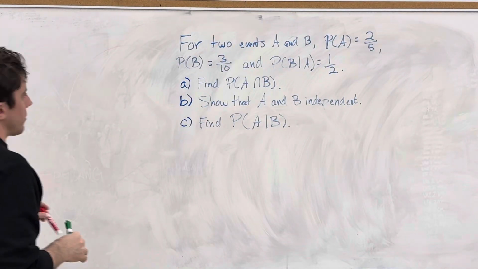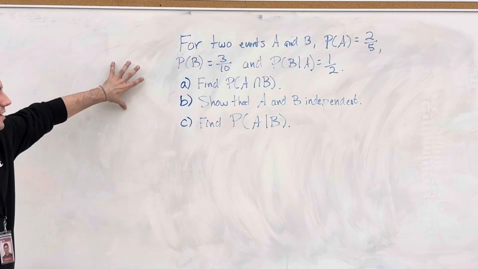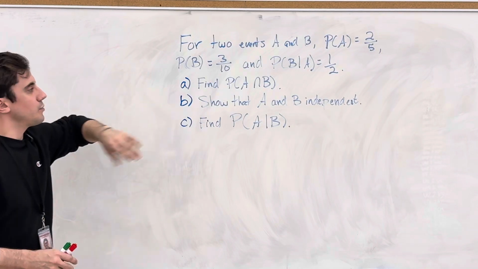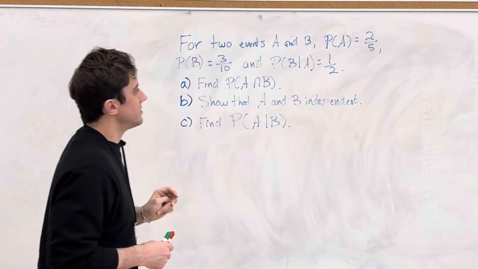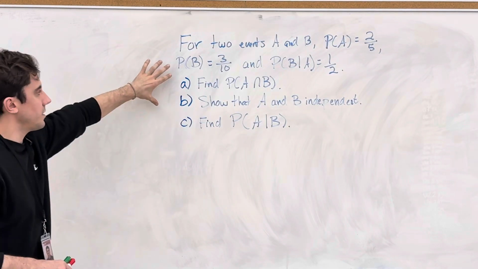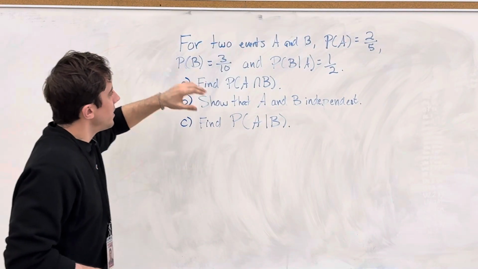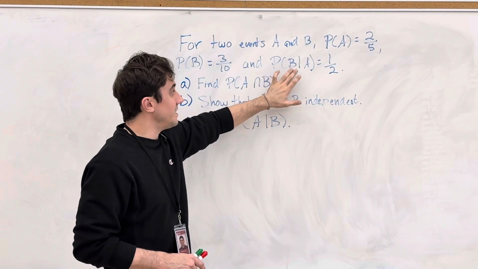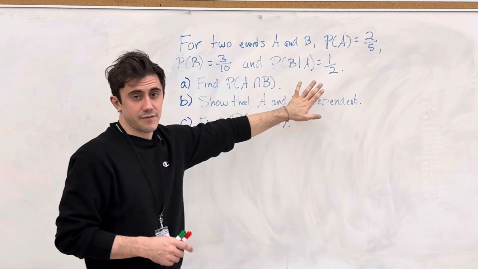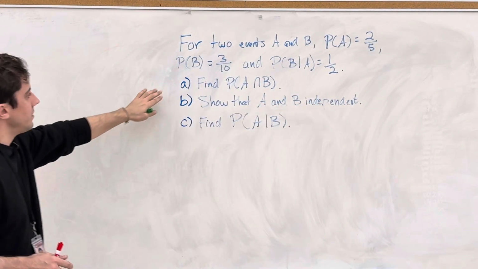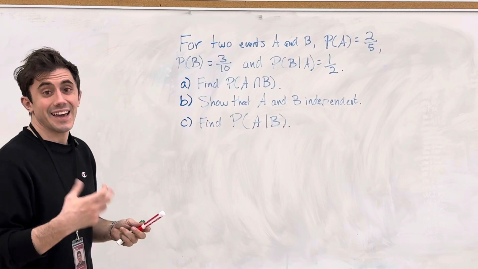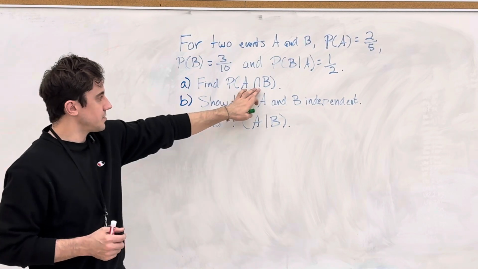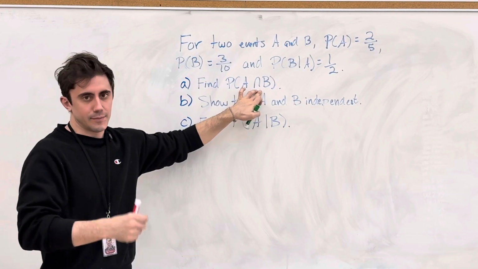Relating to conditional probability. So we have two events, A and B, and we have some information about them. We have that the probability of A is 2 out of 5. We have the probability of B as 3/10, and we're given the probability of B given A as 1/2. So for part A, we are tasked with finding the probability of A intersect B, right? Intersect means A and B simultaneously.